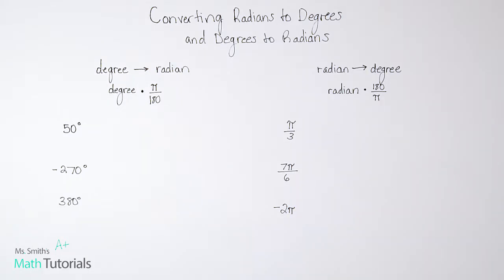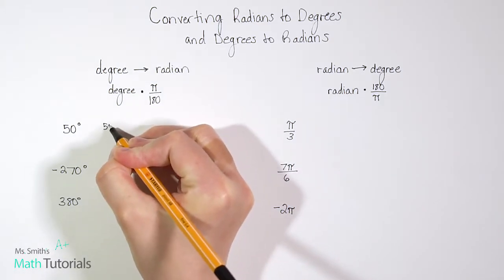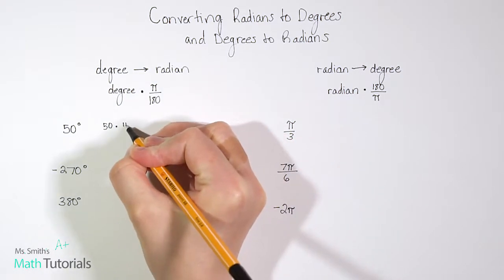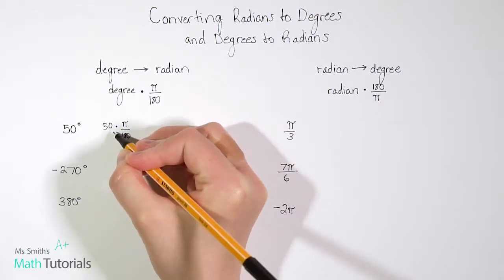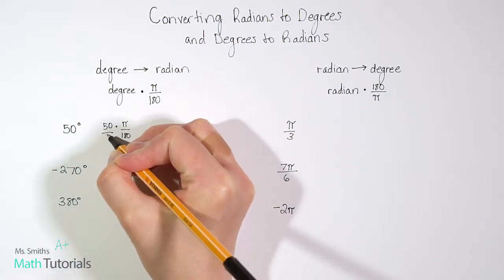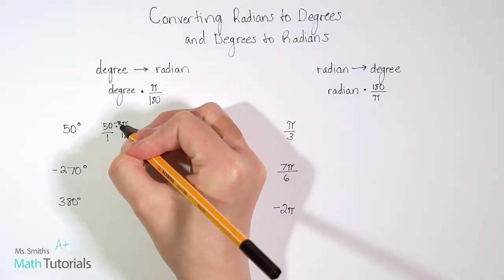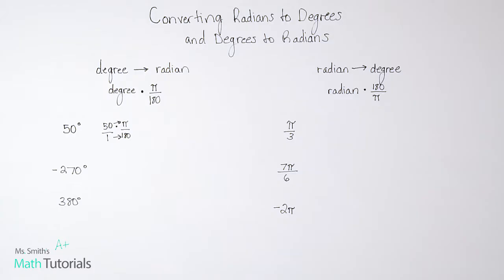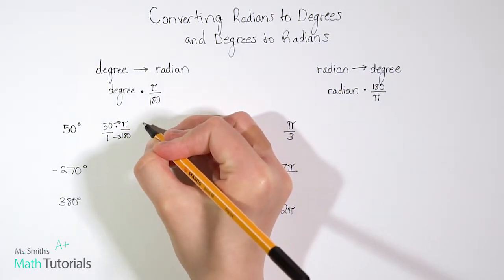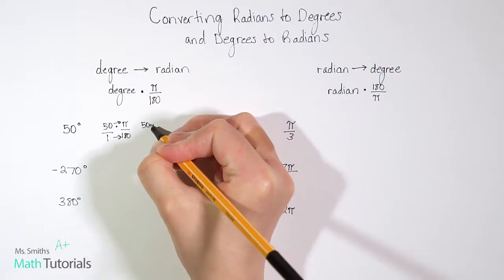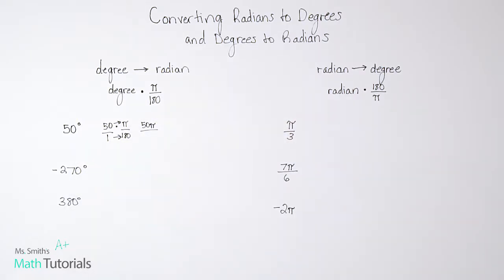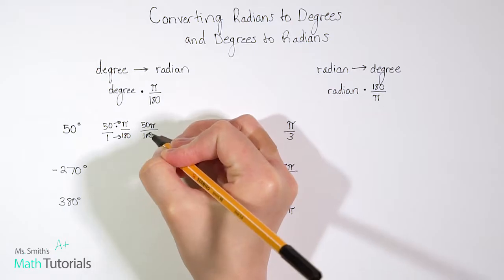Looking at this first example, if we have 50 degrees and we want to change it to a radian, we just take our 50 and we multiply it by pi over 180. Another way of writing 50 is just 50 over 1. Sometimes that makes this a little easier to see. And remember that when we're multiplying fractions, we just multiply straight across, and then we reduce if we can. 50 times pi, we would just write as 50 pi. And 1 times 180 is just 180.